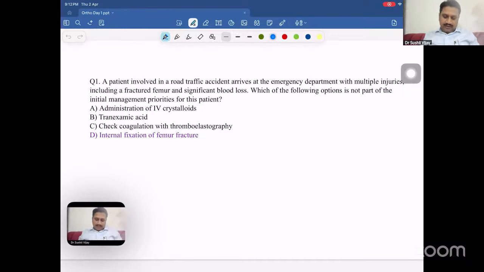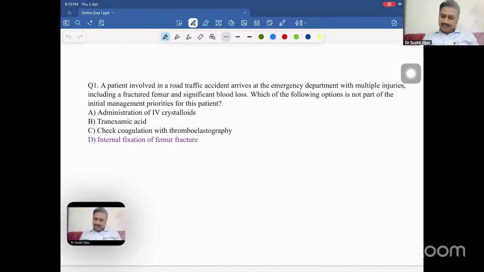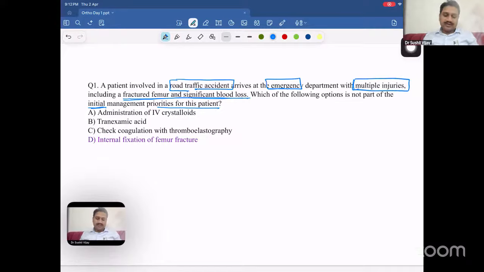A patient involved in RTA arrives at the emergency department with multiple injuries, including a fracture femur and significant blood loss. There is a fracture of the femur bone and a lot of blood loss. Which of the following options is not part of initial management of this patient? We have certain keywords here: RTA, emergency, multiple injuries. Not just one fracture, multiple injuries. So fracture femur is there, blood loss is significant.